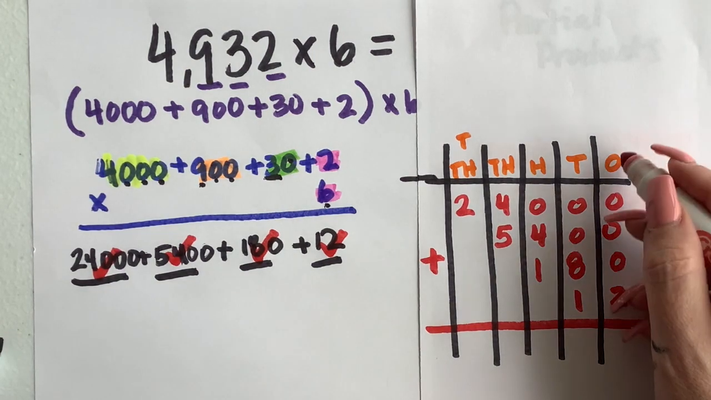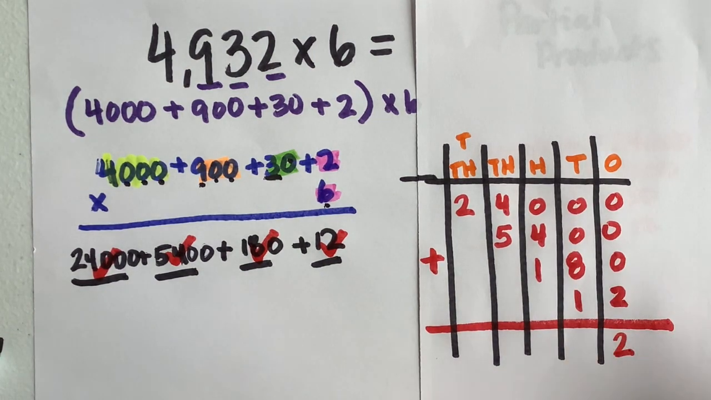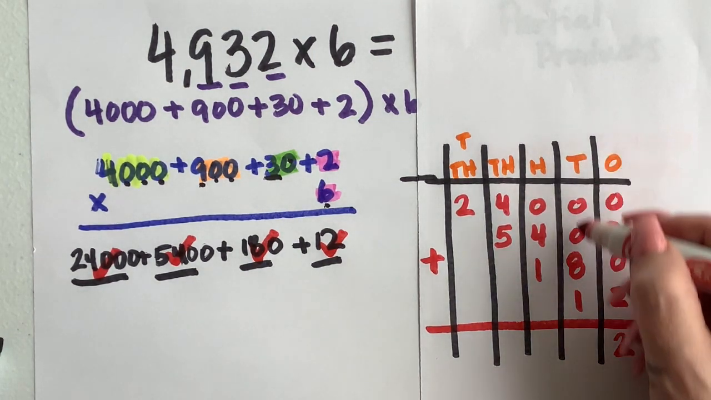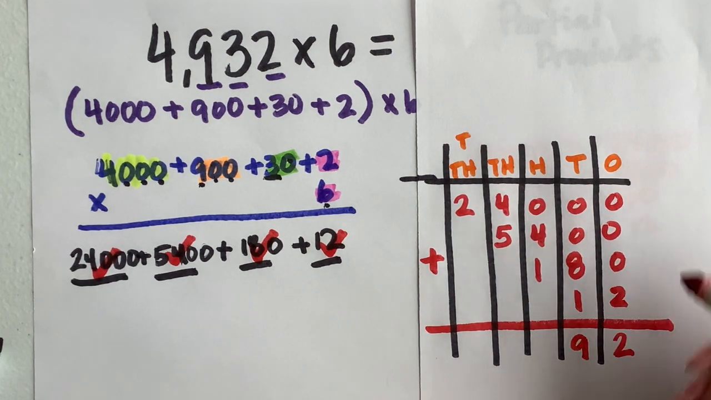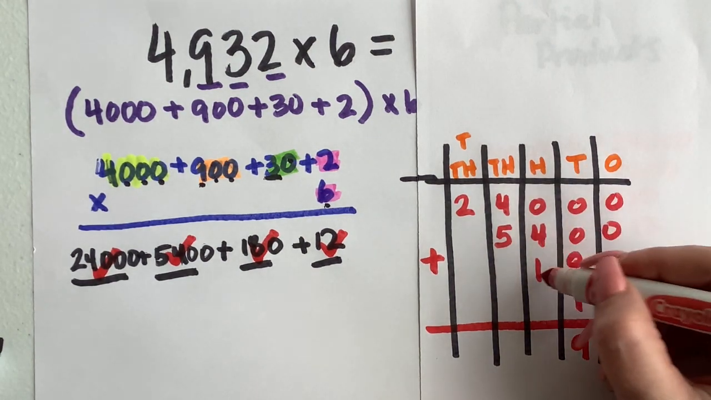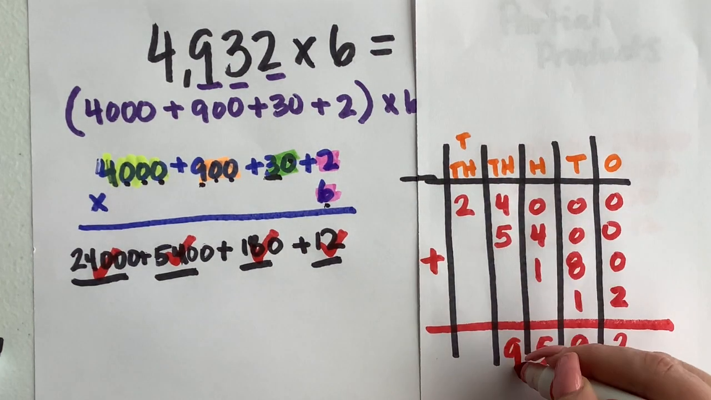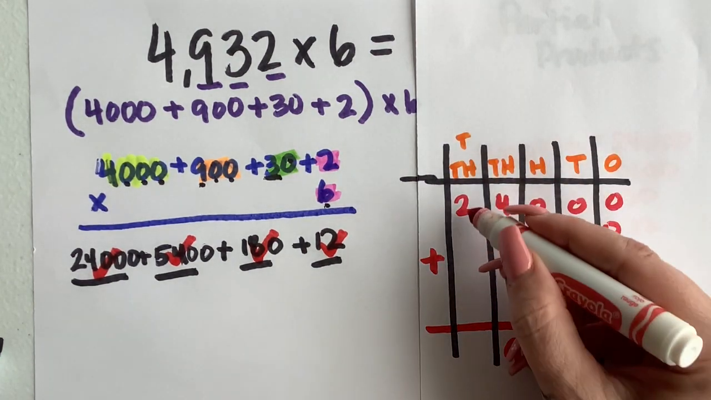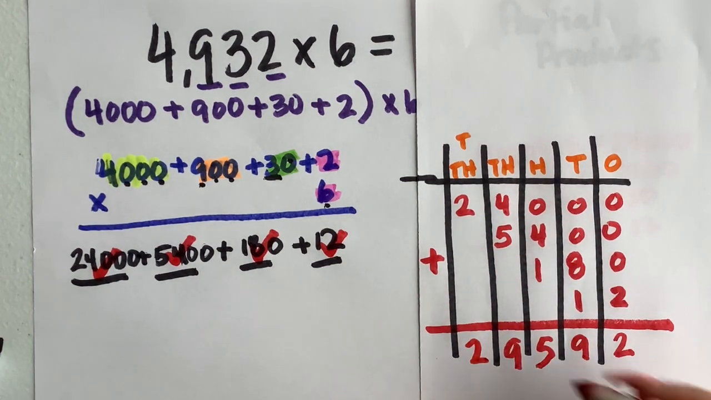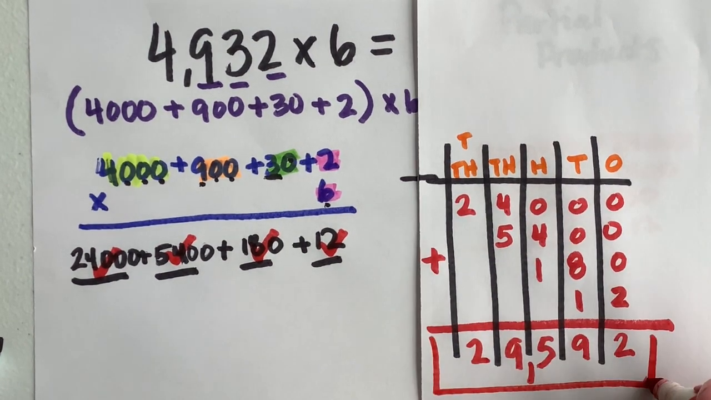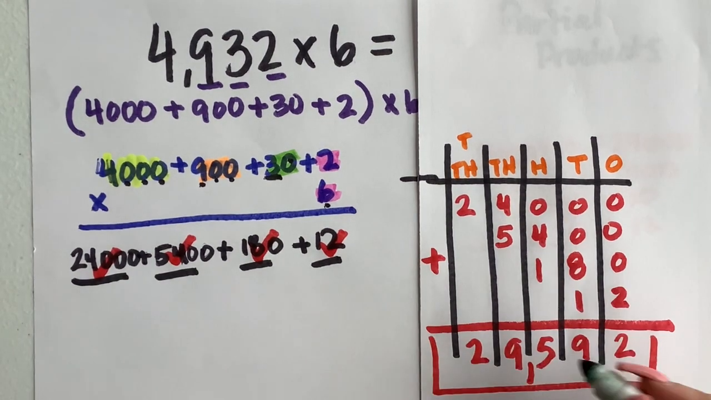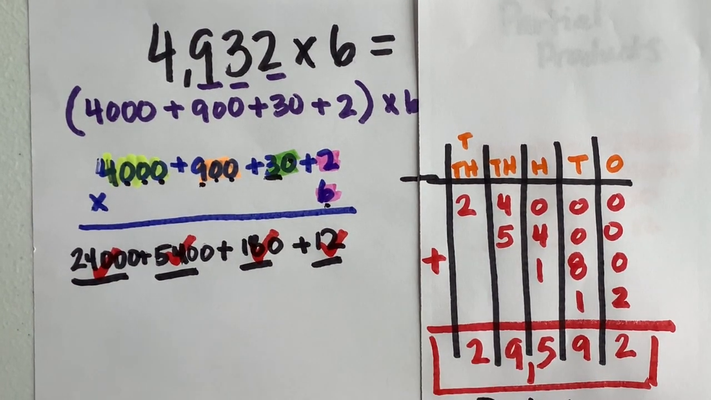So my ones, I add those all up, I get 2. My tens, 8 plus 1 is 9. My hundreds, 4 plus 1 is 5. My thousands, 4 plus 5 is 9. And my 10,000s, I just have 2. Nothing to add up there. So my product is 29,592.